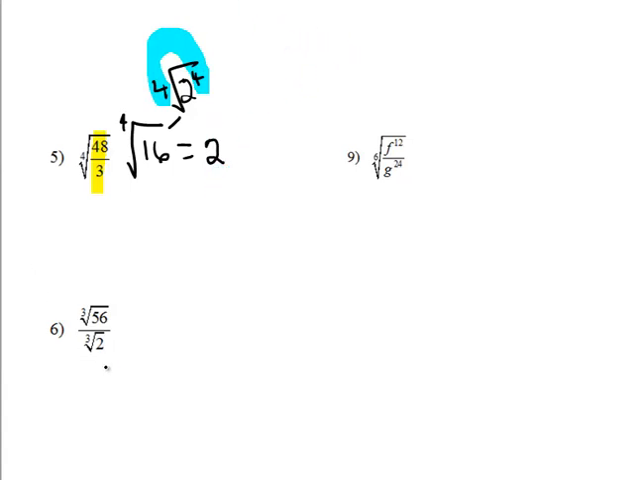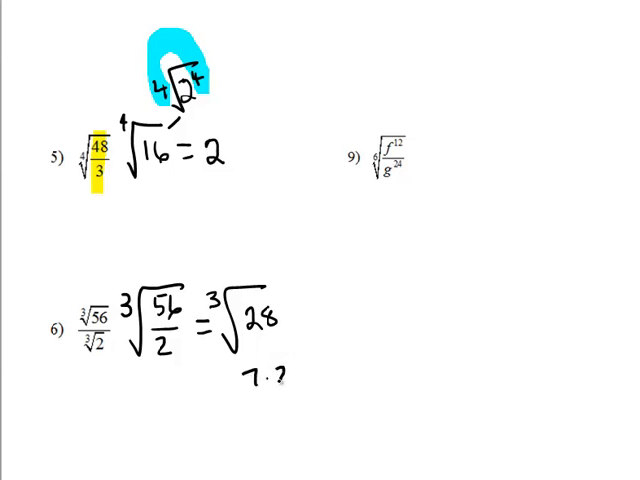Let's take a look at this next one. Here, I can rewrite that as the cube root of 56 over 2, which is the same as the cube root of 28. And the cube root of 28, so that would be 7 times 4. No cube roots there, so I'm done. And that's my final answer.